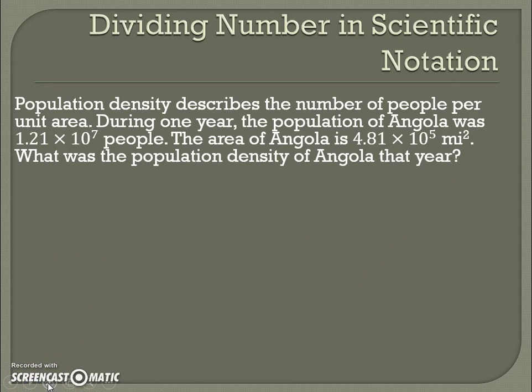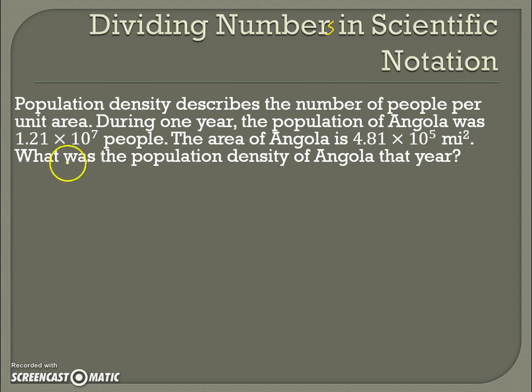So, all right, dividing numbers in scientific notation. Population density describes the number of people per unit area. During 1 year, the population of Angola was 1.21 times 10 to the 7th people. The area of Angola is 4.81 times 10 to the 5th miles squared. What was the population density of people that year?